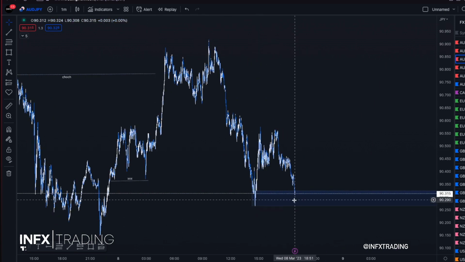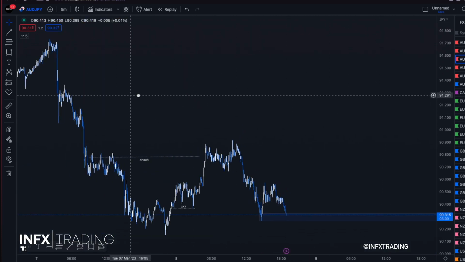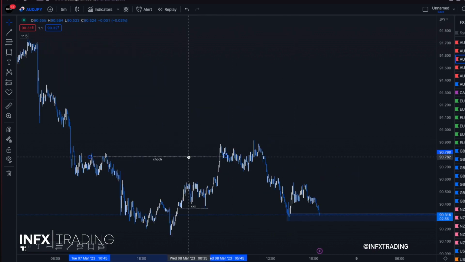And what we're going to look for now is price to push up. Now, if we go back to the 5 minute chart, this is looking a bit messy, isn't it? Excuse me, I've got hiccups.